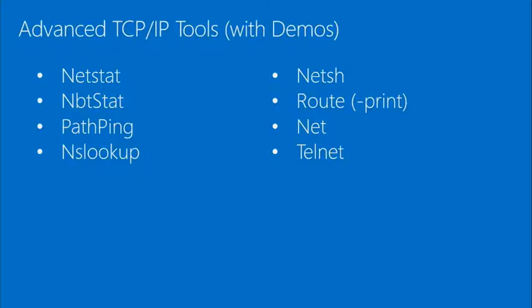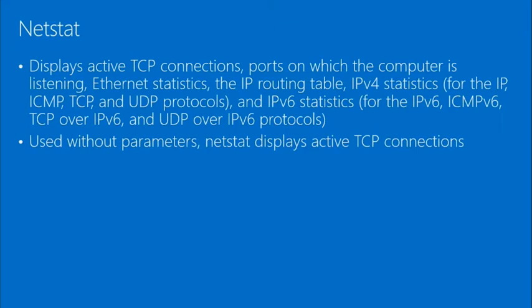Some of our advanced tools include netstat, nbtstat, pathping, nslookup, netshell, route with the -print option, net, and telnet. So netstat. This displays active TCP connections, ports on which the computer is listening, Ethernet statistics, the routing table, and statistics for IPv4 and IPv6.